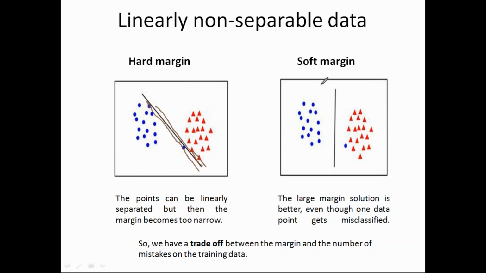Here on the right hand side, the margin is good enough, right? But is the plane able to classify the data point here? No. This particular plane is not able to classify this one, right? This is called misclassification.